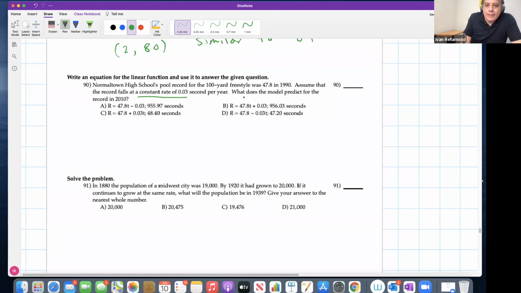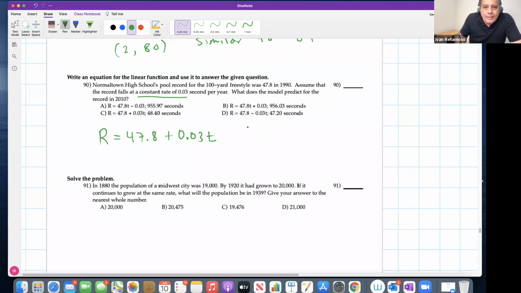Seconds per year. What does the model predict for the record in 2010? Okay, first, let's write out a linear function for the record, right? The record will be the initial one, that is this guy, 47.8, plus a slope, which is given by 0.03, the constant rate of change, multiplied by the number of years that has passed after this year, right?